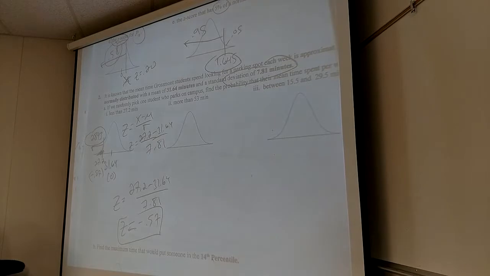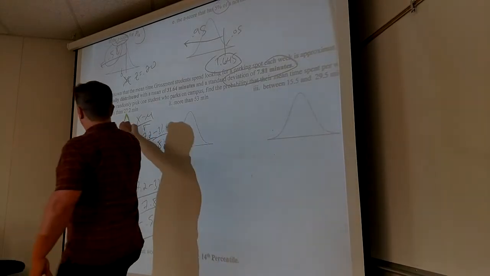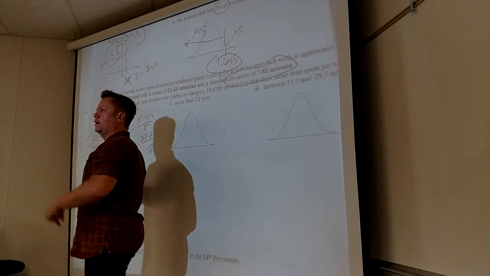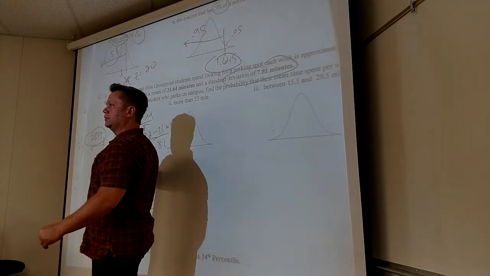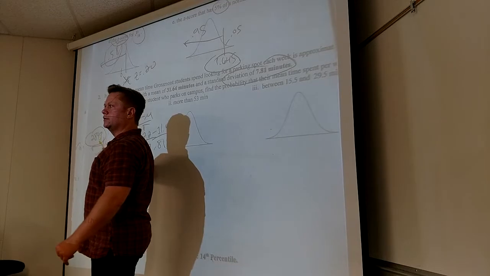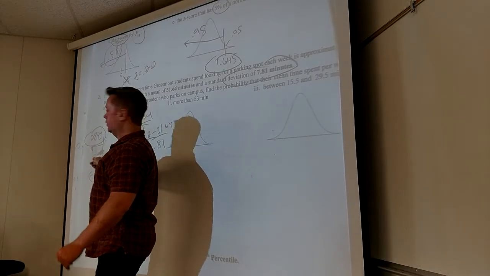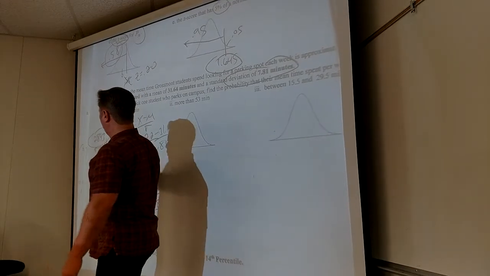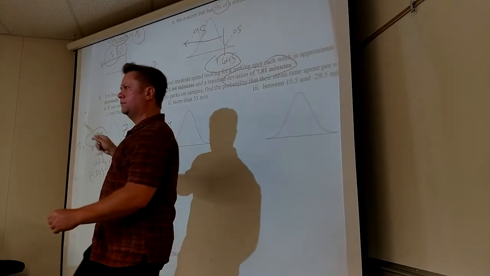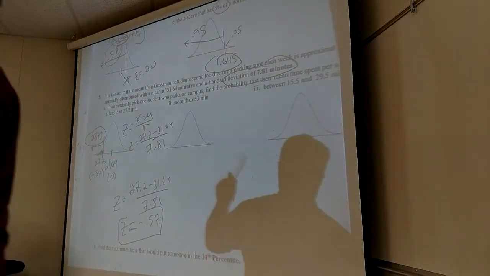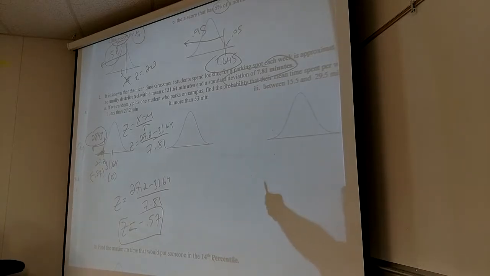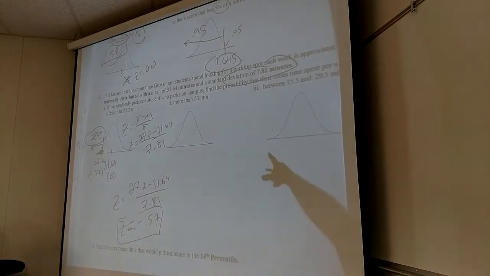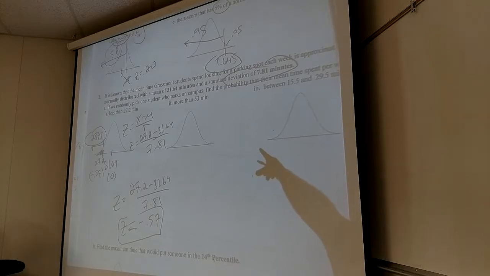Why is it the final answer? Because it asked me for less than 27.2, and the chart always tells me the area below. If they would have said more than, I would have had to do what? Do 1 minus this. The whole thing is 1. If they wanted more than, I would do 1 minus this to get this side. I was trying to get you ready. If I know the opposite, I do 1 minus to get the thing I want. So in number 2, that's exactly what's going to happen.